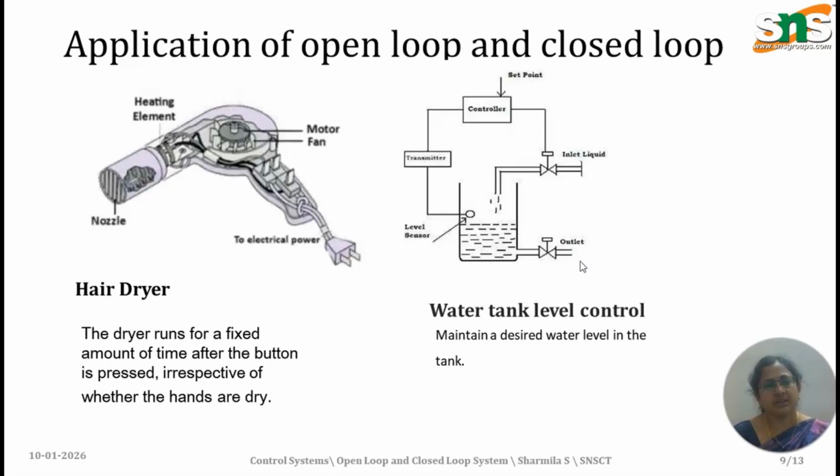The first example is the hand dryer, which runs for a fixed amount of time after a button is pressed, irrespective of whether the hands are dry or wet. The second one is water tank level control, which maintains a desired water level in the tank.